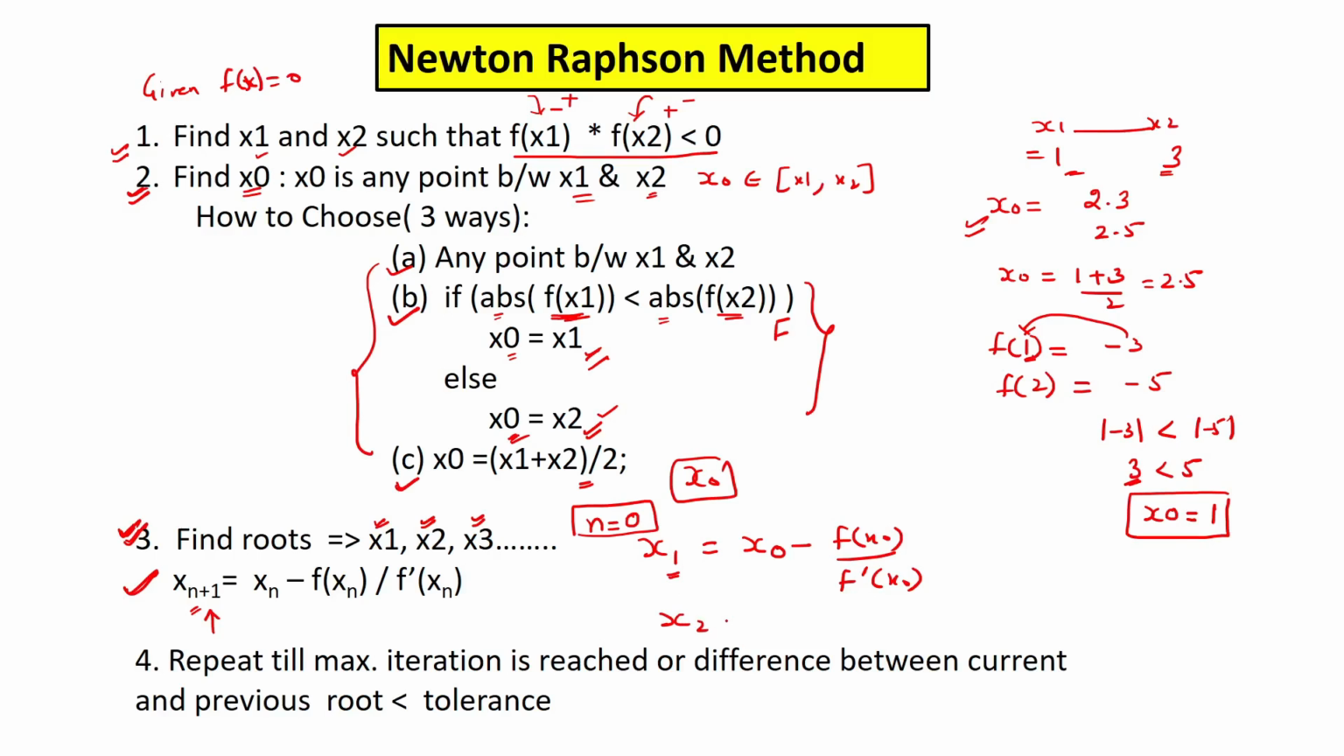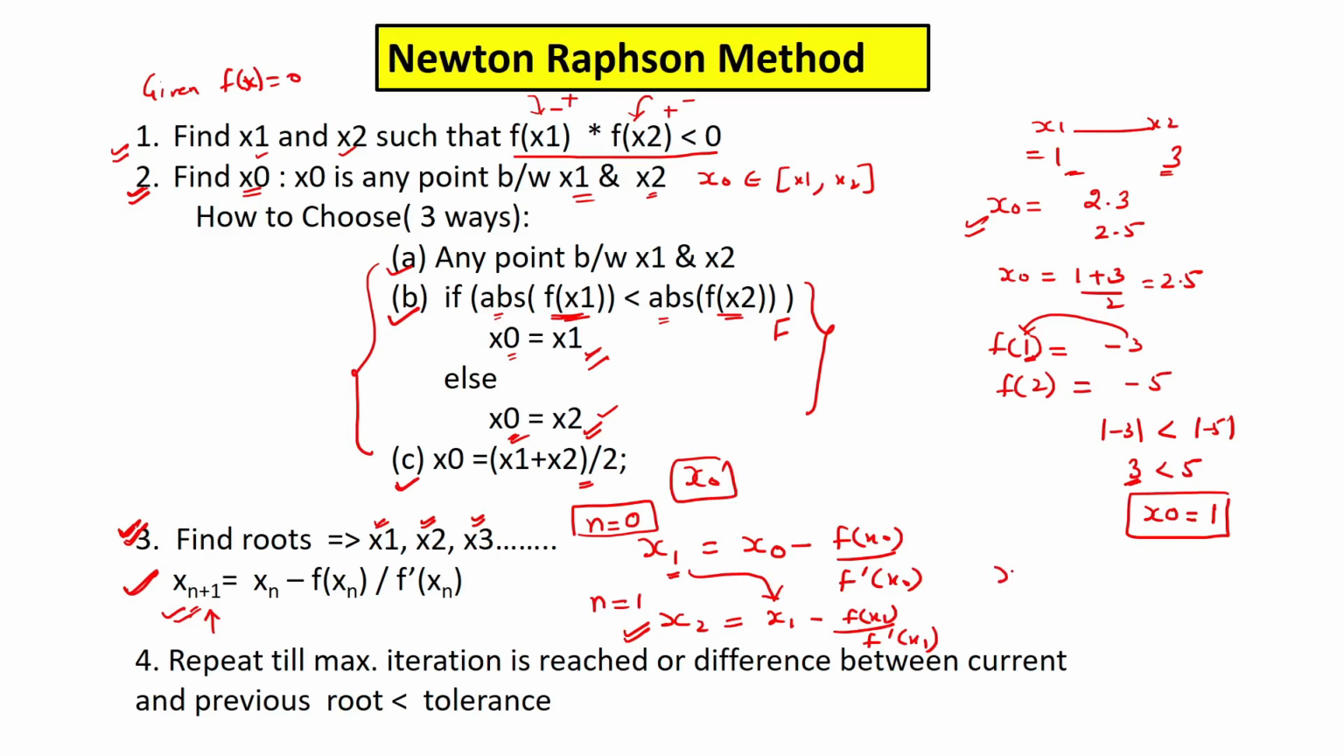To find the x2, what we will do? So how we can find the x2? If we put n equal to 1 in this formula. So putting n equal to 1, we will get x1 minus f of x1 upon f dash x1. So we can see that when we are finding the x2, we are actually taking the help of x1, right?